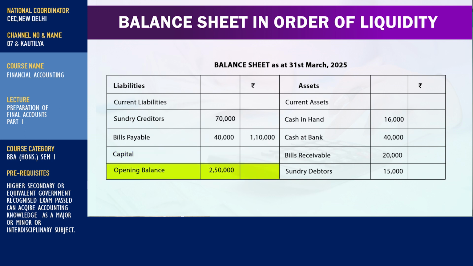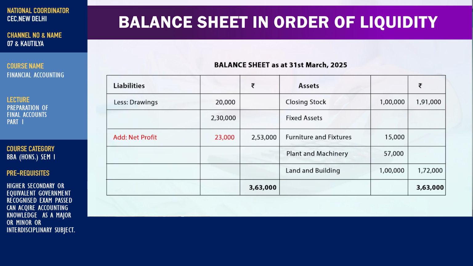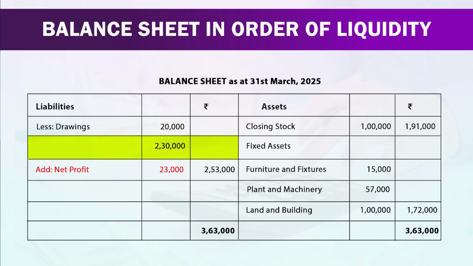Opening balance is of rupees 2,50,000. From that, whatever amount we have withdrawn during the year, 20,000, then total we will have rupees 2,30,000. From that, after deduction of drawings, we will add our net profit of rupees 23,000. Finally, the closing capital of the owner will be rupees 2,53,000.